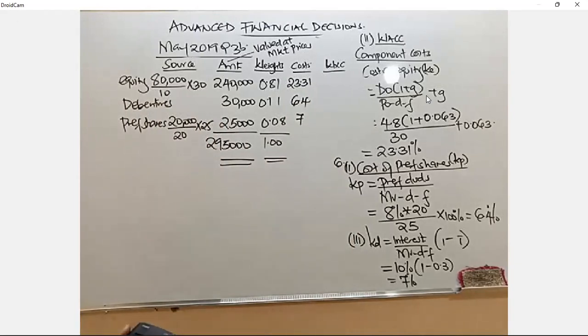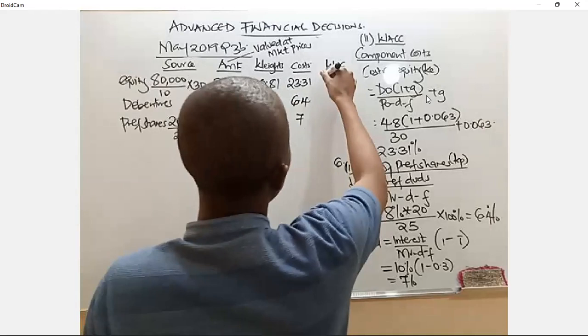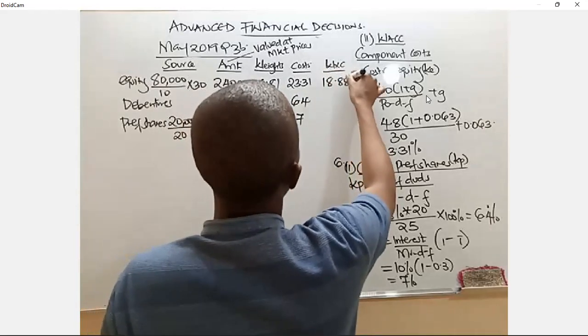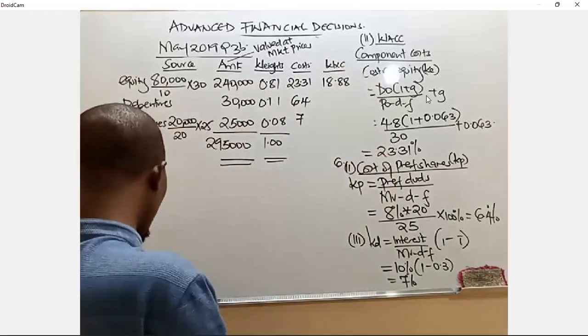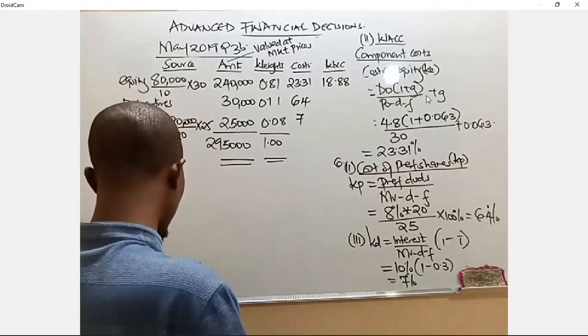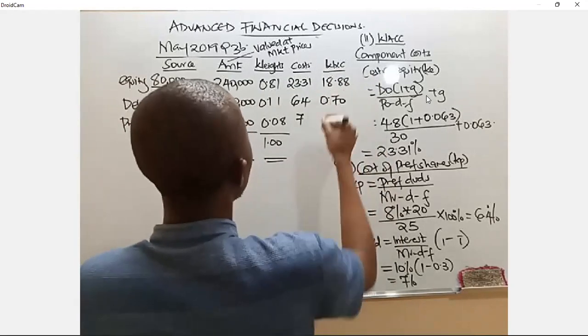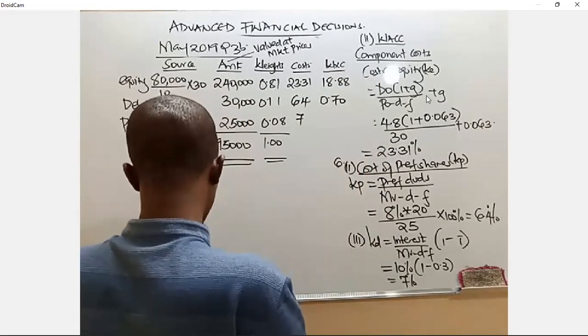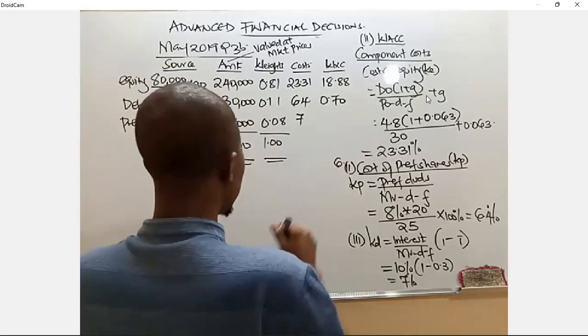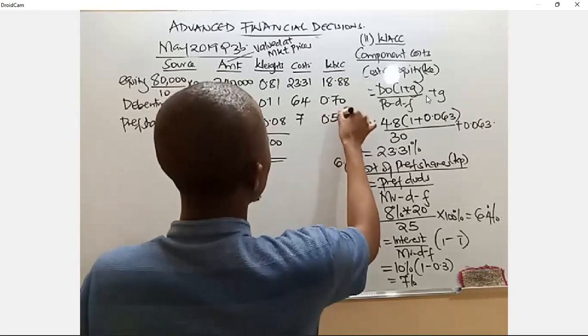I start with the first one, 0.81 times 23.31, getting 18.88. Correct. 0.11 times 6.4, getting 0.70. Then the last one will be 0.08 times 7, getting 0.56.